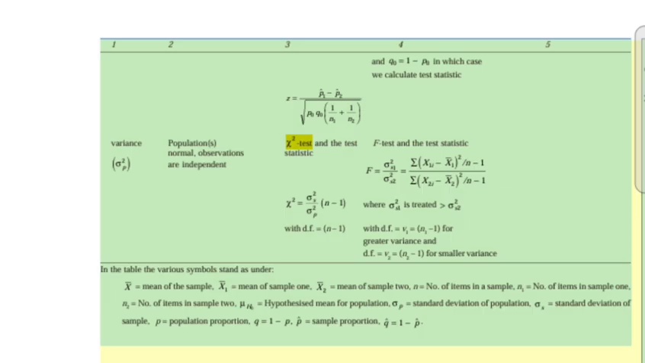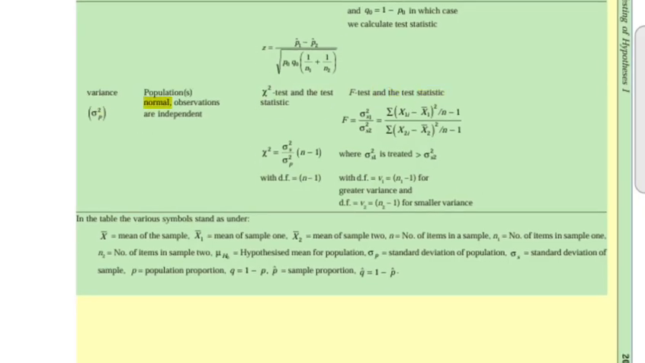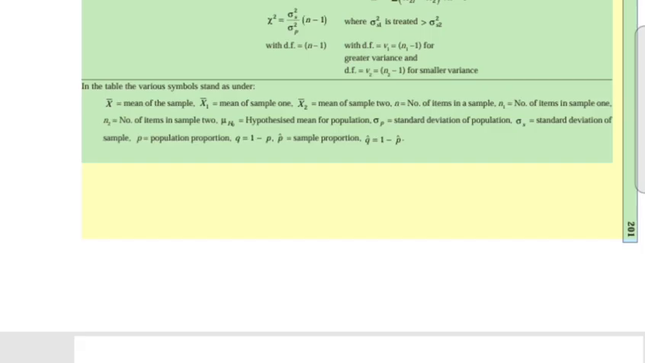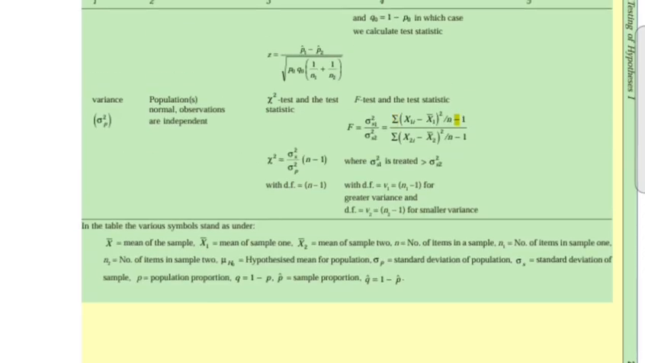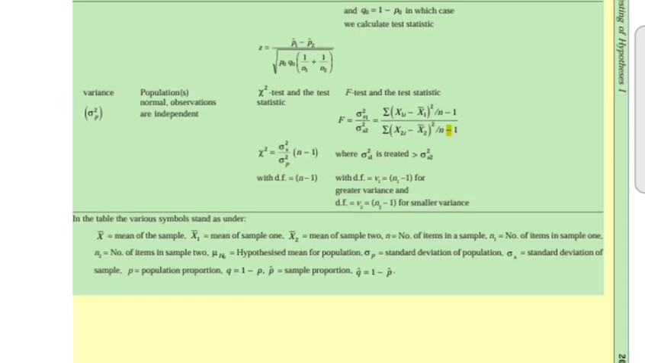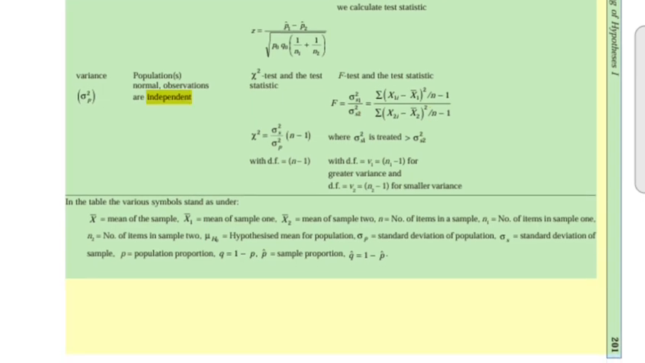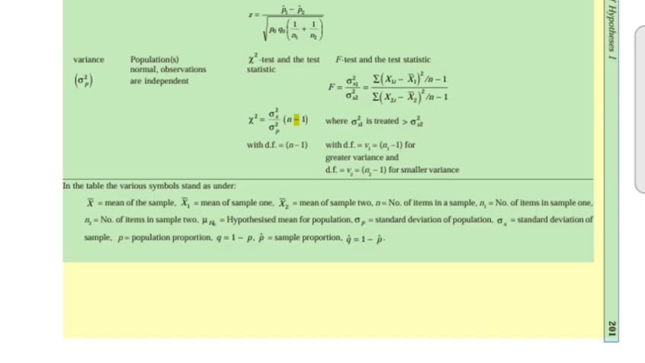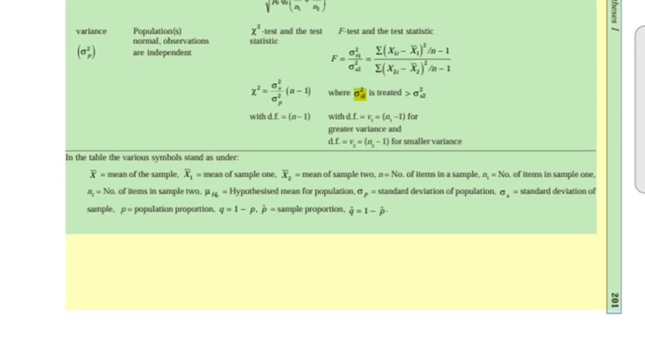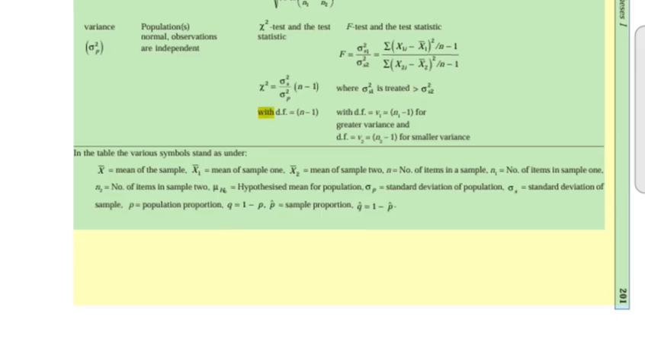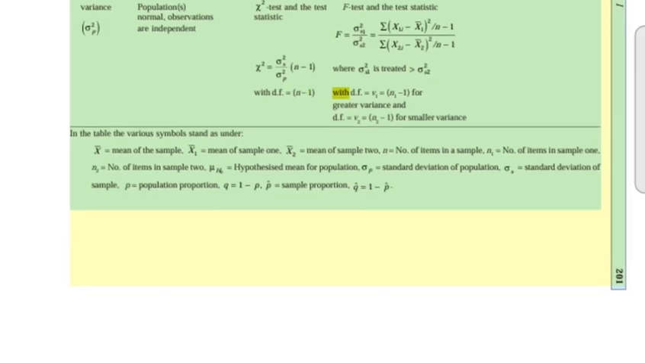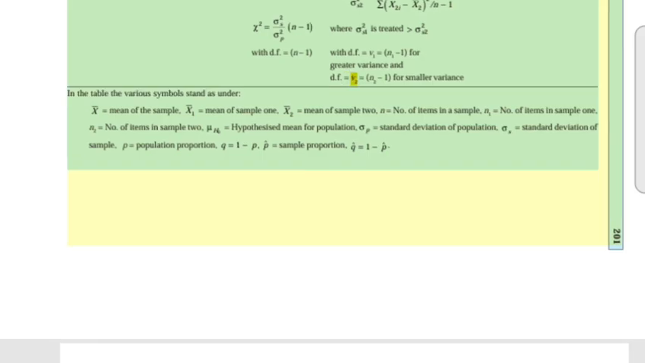For the variance of populations, we use the chi-square test and the F test. The test statistic F equals the ratio of the sample variances, where the observations are independent, and sigma S1 squared is treated as greater than sigma S2 squared. The degrees of freedom are n1 minus 1 for the greater variance, and n2 minus 1 for the smaller variance.